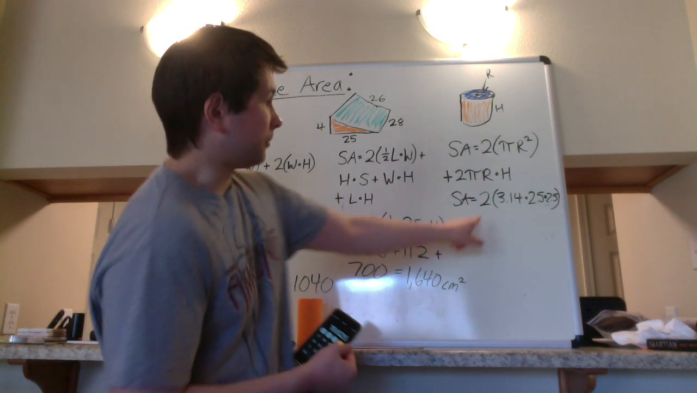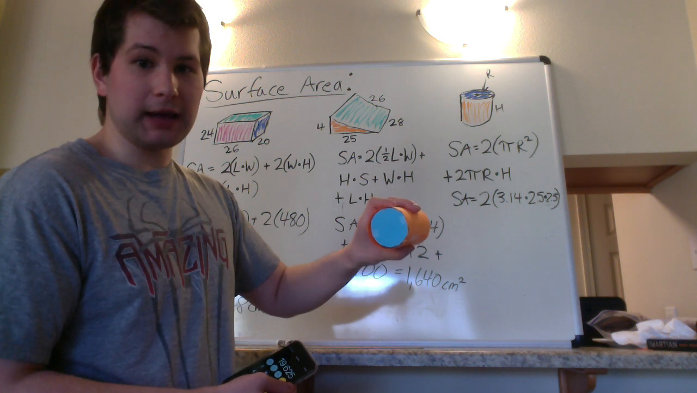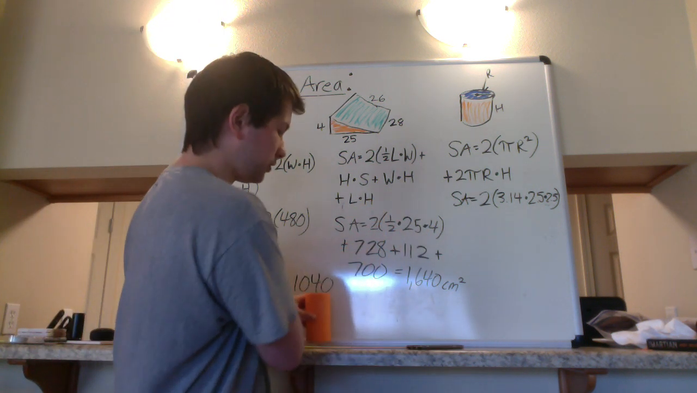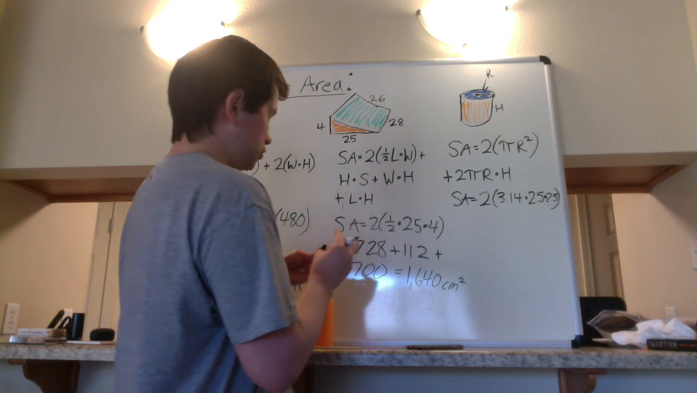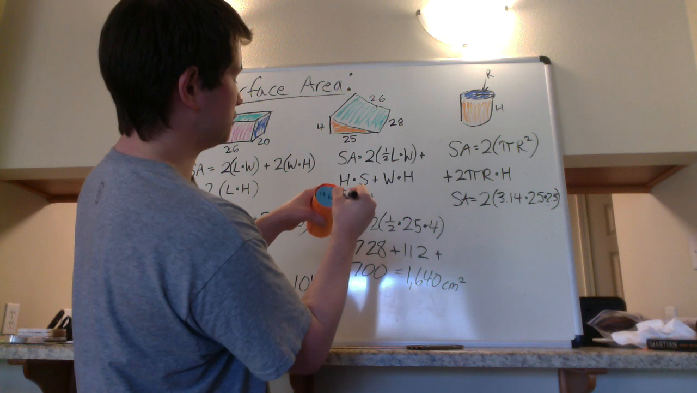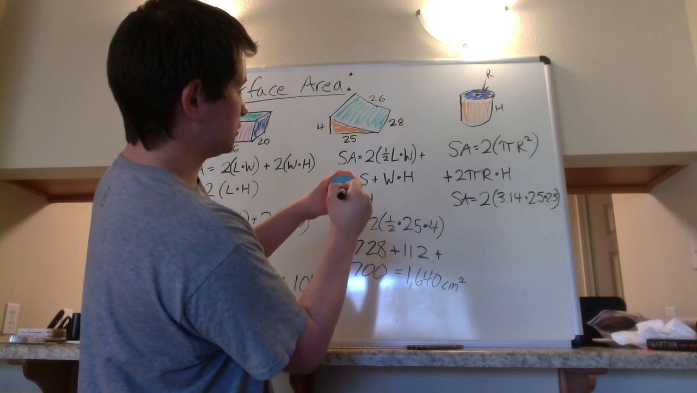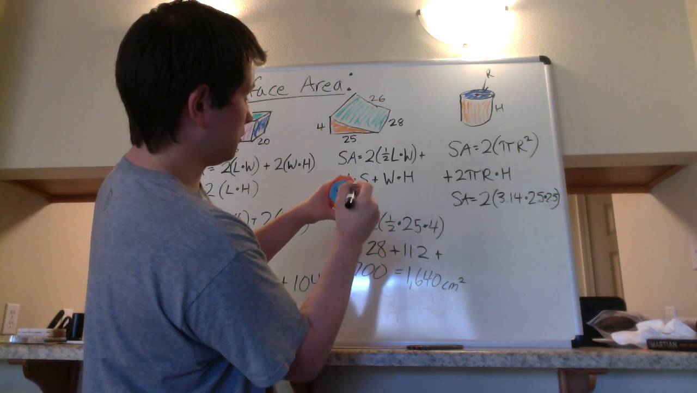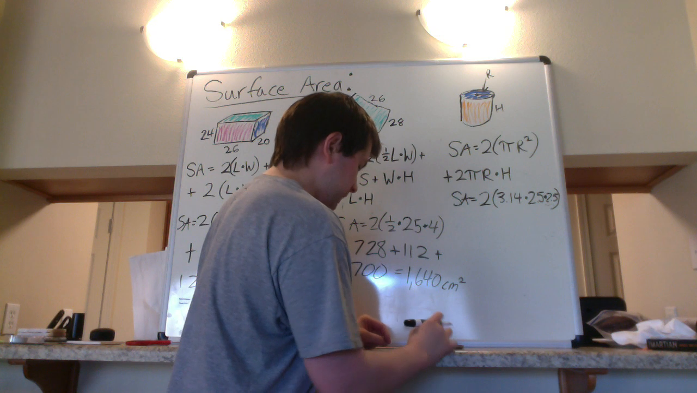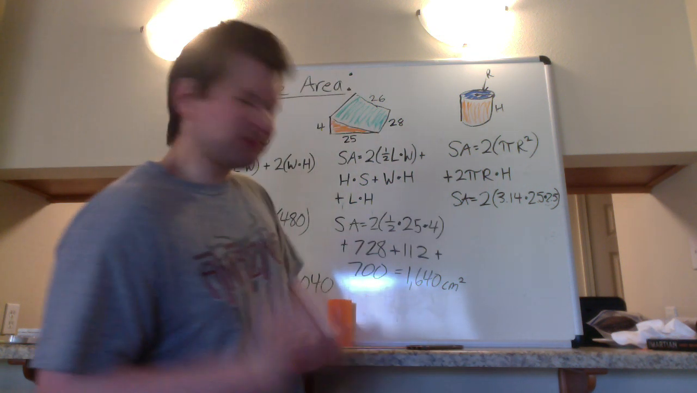Okay, so 3.14 times 2.5 times 2.5 equals 19.625. But I also got to multiply that by 2. Why? Well, because the circle on top is going to be the exact same as the one on bottom. So I'm going to go ahead and write that in. 19.625. Okay. So if I add those together, well, maybe I'll do that at the end.